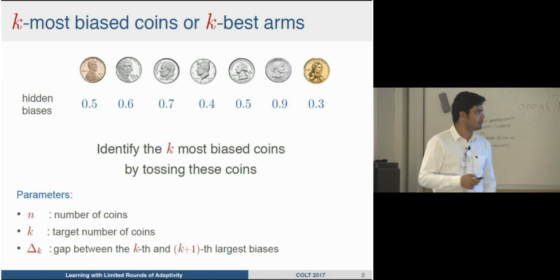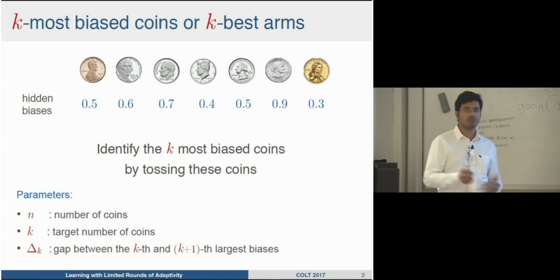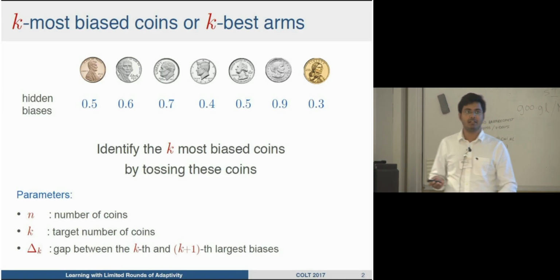The parameters for this problem are n, which is the number of coins in our collection, k, which is the target number of coins, which is a number from 1 to n, and delta k, which is the gap parameter. It is the difference between the kth and the (k+1)th largest biases.